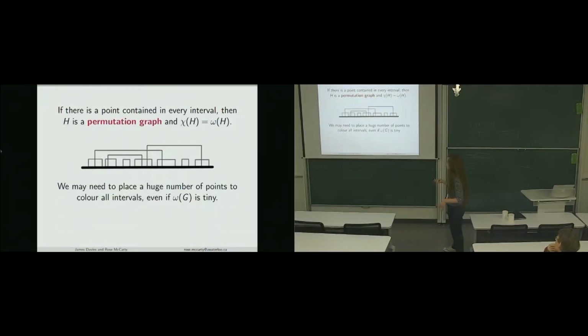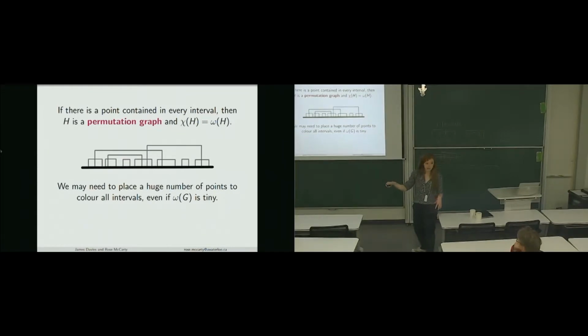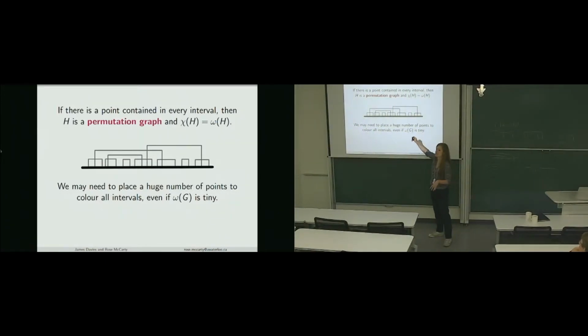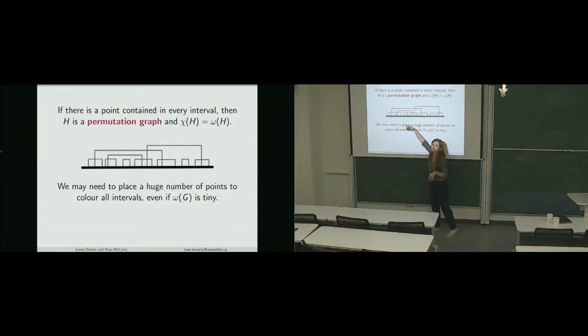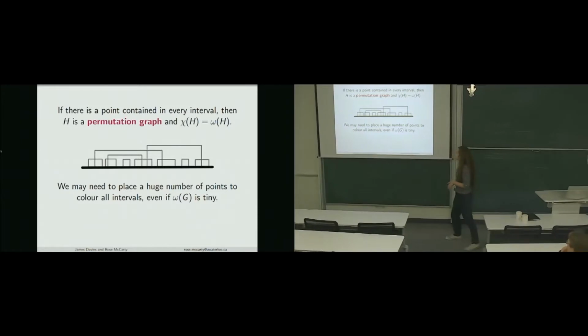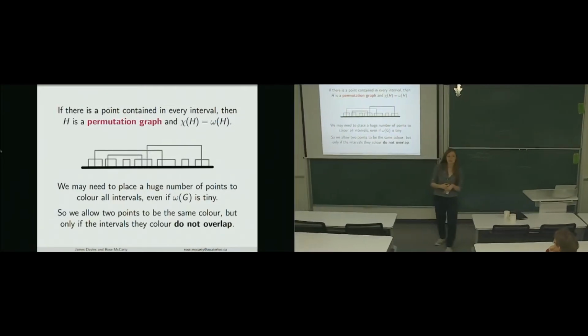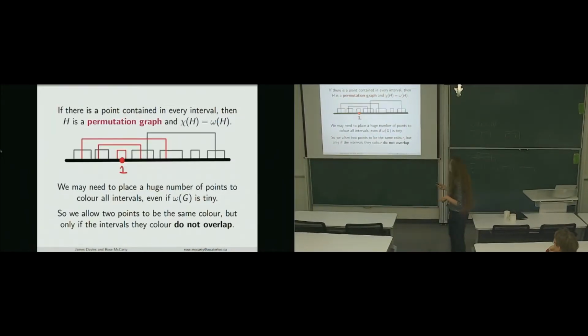Now, it's too much to hope that you could use a bounded number of points, all of different colors, to get your permutation graphs. Because you can have graphs with clique number 2, but you can't place a bounded number of points that are all different colors to get all the chords. Right? You'd have to use a different color for this one, and for this one, and for this one, and so on. So we're going to allow 2 points to be the same color, but only if the intervals they color don't overlap. So I think about an example next.